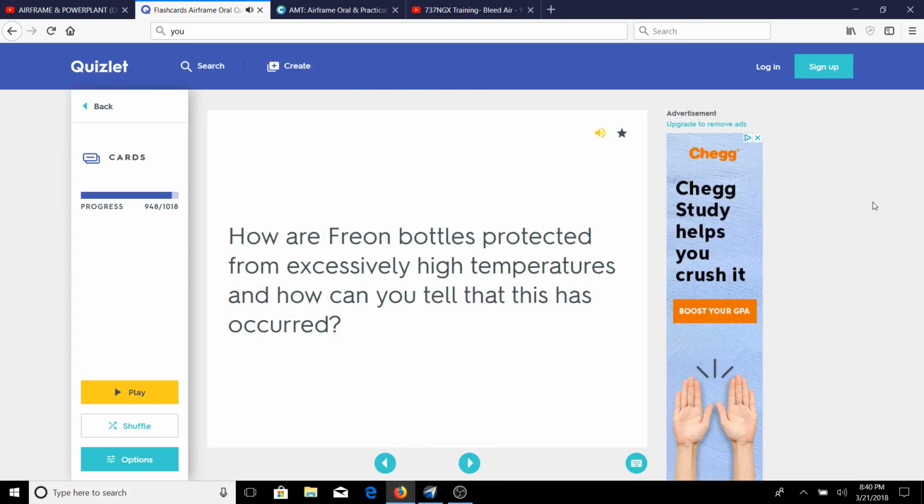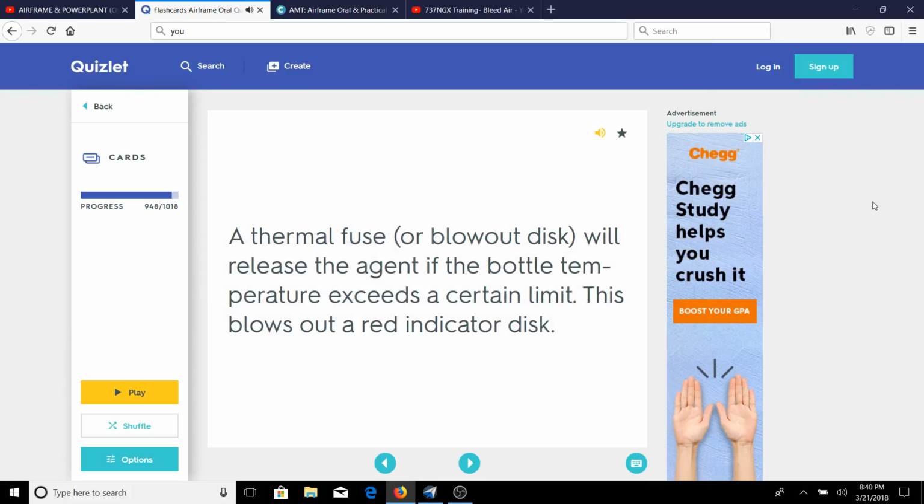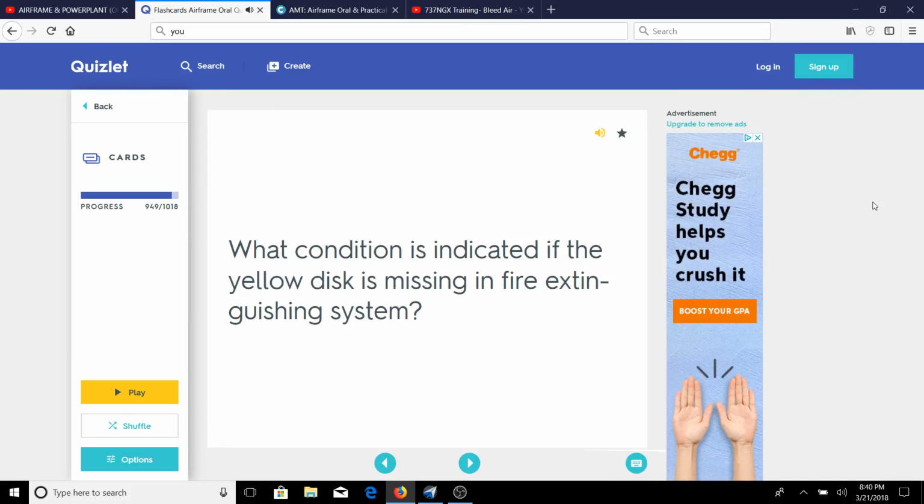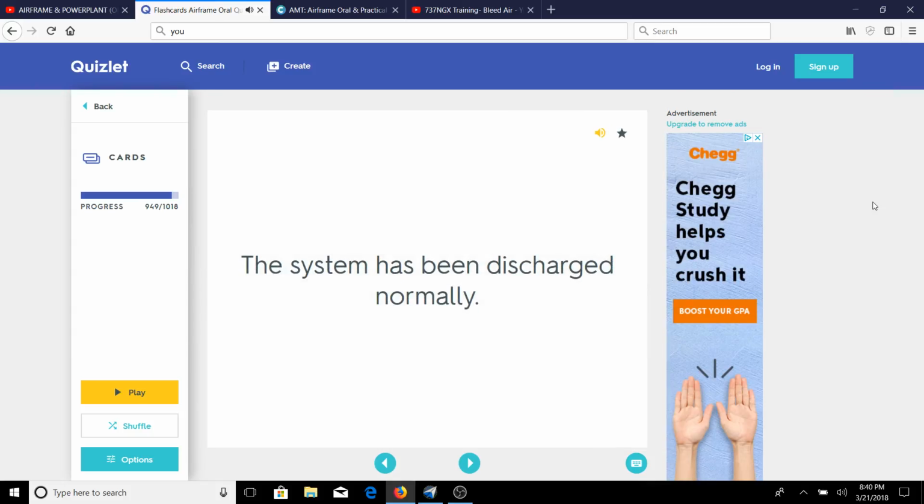How are Freon bottles protected from excessively high temperatures, and how can you tell that this has occurred? A thermal fuse will release the agent if the bottle temperature exceeds a certain limit. This blows out a red indicator disc. What condition is indicated if the yellow disc is missing in a fire extinguishing system? The system has been discharged normally.